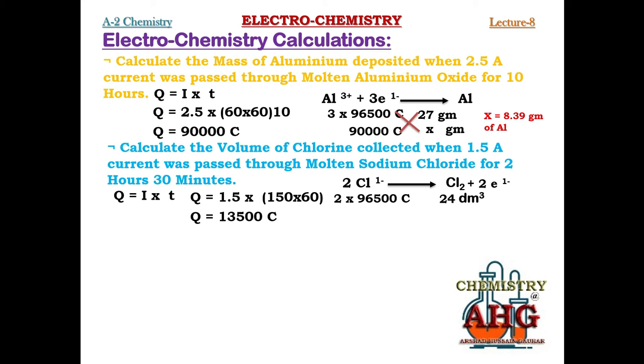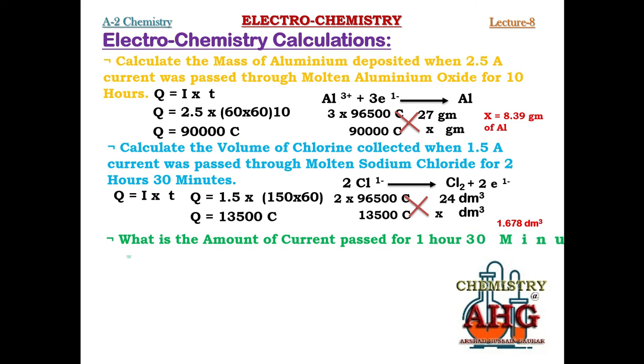And we will find the amount of volume produced by using the 13,500 coulomb charge. X cubic decimeter, cross multiply, you will get the answer. In this case, 1.678 dm³ of chlorine has been produced. So you can see the steps, the same sequence of steps we are using in all these numerical problems. Moving on, look at the next question.